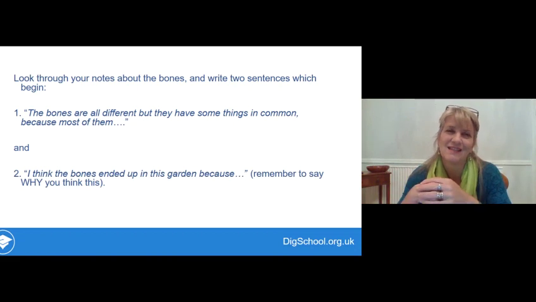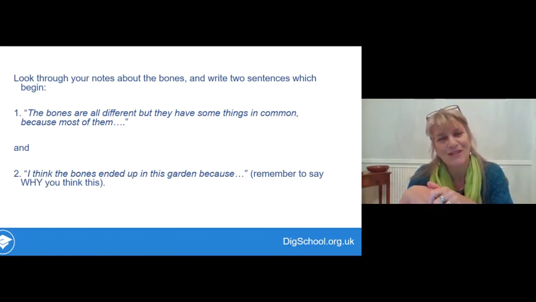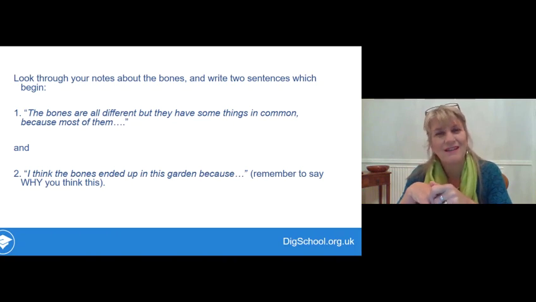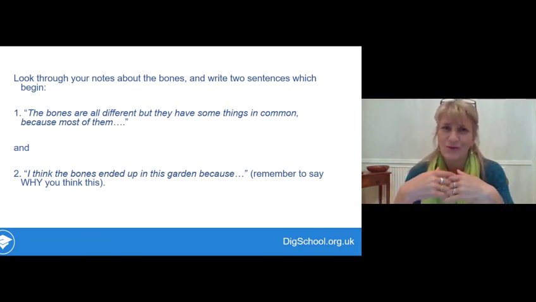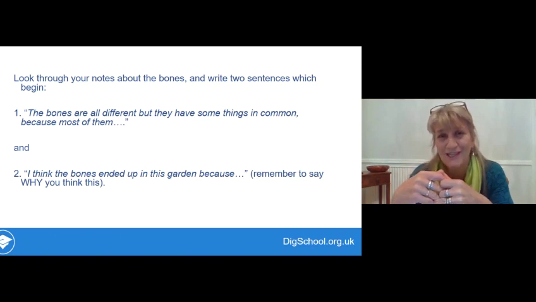Then the next sentence, your thoughts at the moment. I think the bones ended up in this garden because. And you don't have all the evidence at the moment, but have a think about what could possibly have caused a collection of bones like that to end up buried in someone's garden. We'll come back in part 2 and have a look at a bit more background information, see if that helps come up with an explanation.